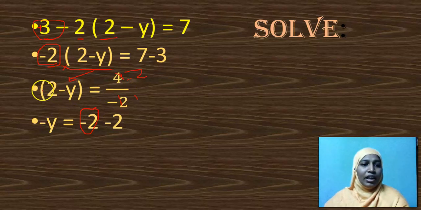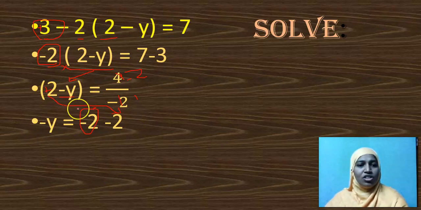But here I have plus 2. When it gets transferred, it becomes minus 2. And this minus y is written as such, minus y. Did you understand how I am transposing each and every number? And you should not say this minus sign is for 2. No, it is for y.